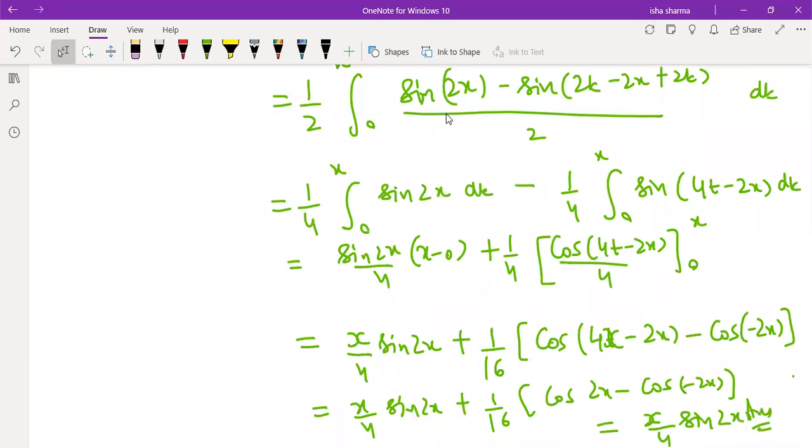This is your final answer. This gets cancelled, so that is the answer: x by 4 sine 2x. This was one big question in which I showed you how to use the convolution theorem to solve an initial value problem. But obviously the ultimate usage of the convolution theorem is only in the final step where we have to find the Laplace inverse. Please ask if you have any doubts.